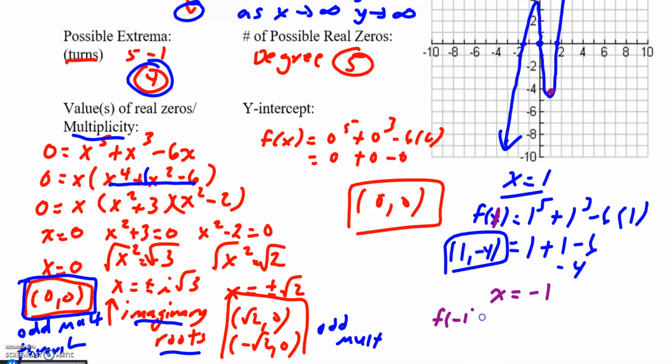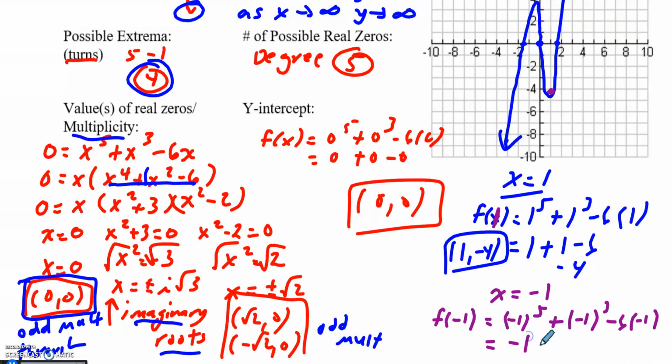So if I plugged in f(-1), that would be (-1)^5 plus (-1)^3 minus 6 times -1. And that would be -1 plus -1 plus 6, or 4. So the point (-1, 4) should be on my graph. So if I go back up here, (-1, 4) is here.